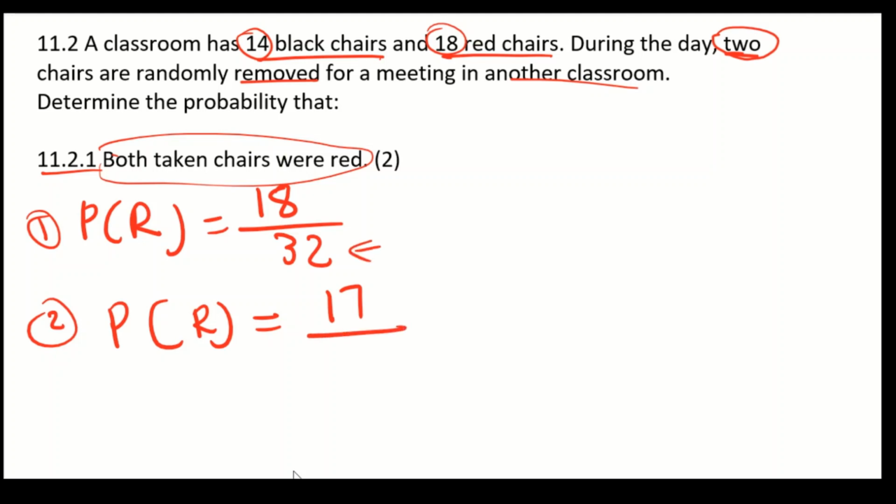There were 32 chairs, but you took 1 chair. Now you're left with 31 chairs. So it's going to be 31 chairs, right? So these are the probabilities.